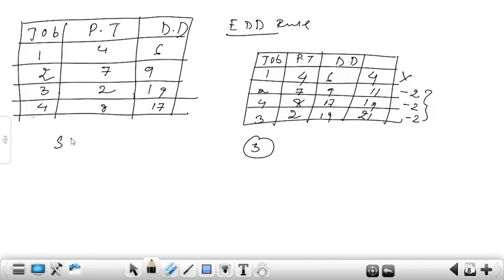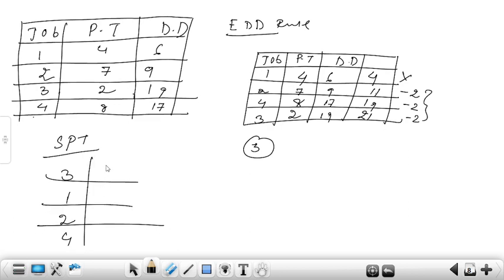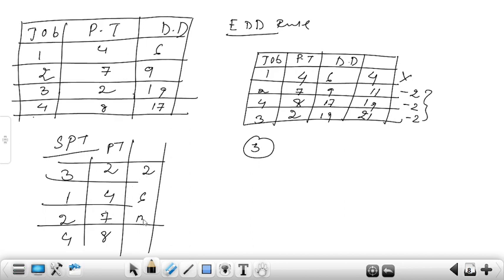So shortest processing time. So the arrangement by shortest processing time is initially job 3, next job 1, next job 2, next job 4. So job 3 processing time is 2, job 1 processing time 4, job 2 processing time 7, job 4 processing time 8. So completion times will be 2, 6, 13 and 21.